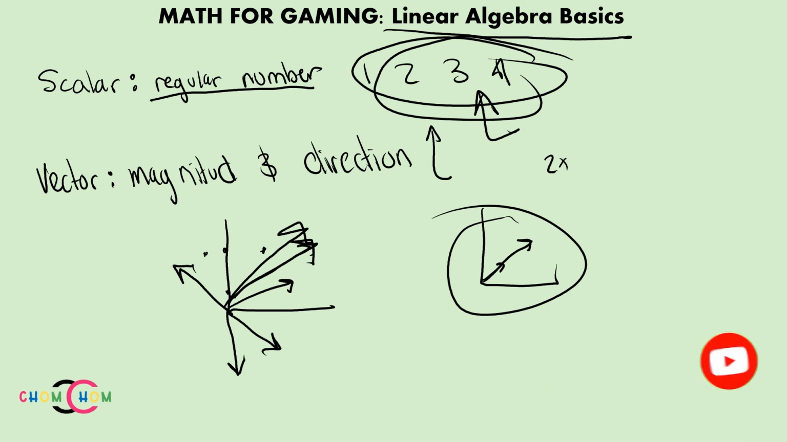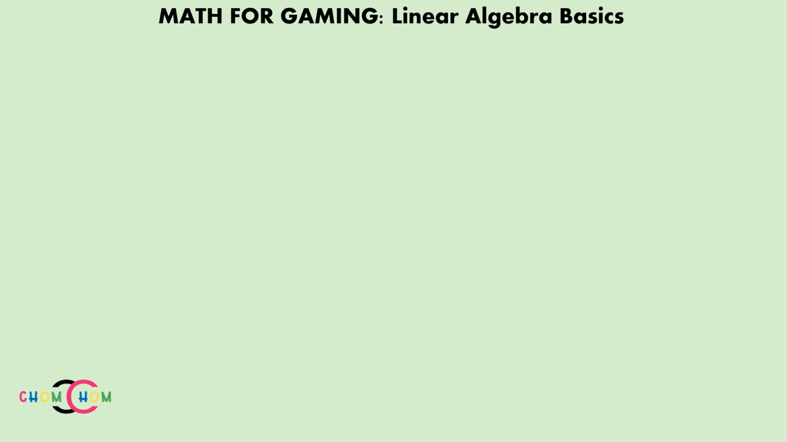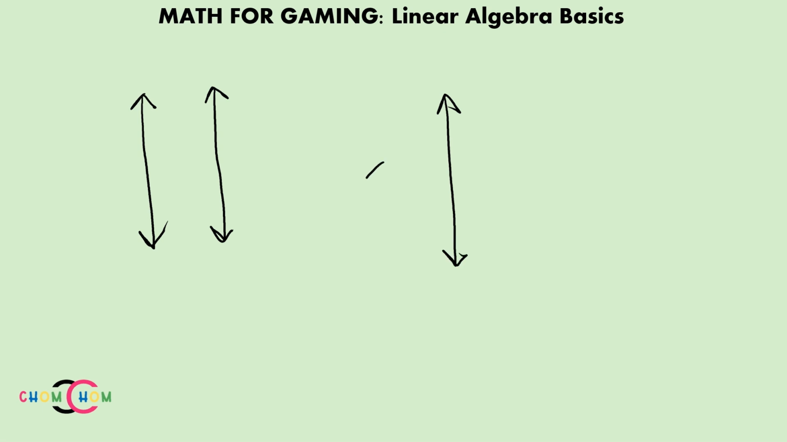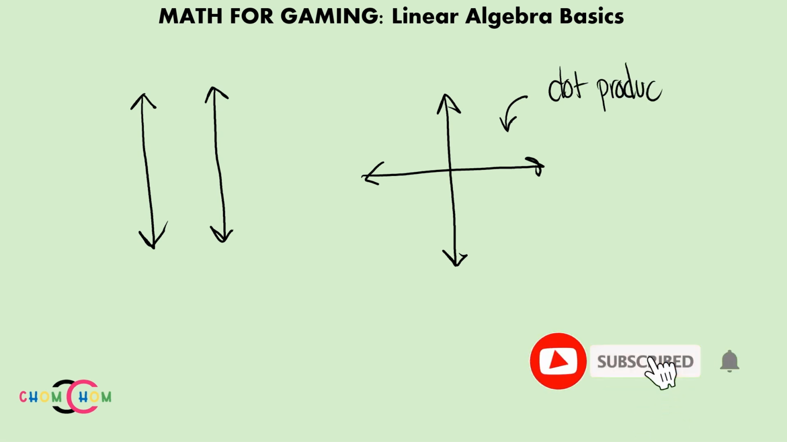The other important part of vectors is the directions that they can be in. You have two possible directions vectors can be in relation to each other. They can be parallel, which we won't really talk about, or they can be perpendicular. We can test for perpendicular vectors by using this thing called a dot product. And the dot product would just be equal to 0 for perpendicular.